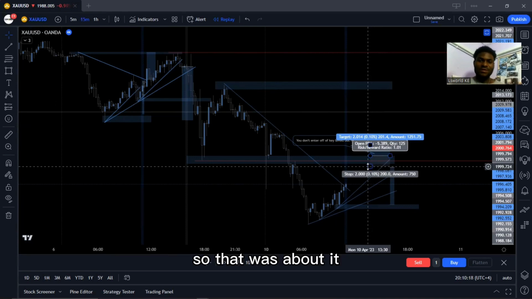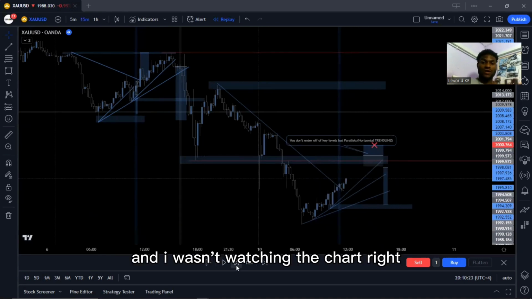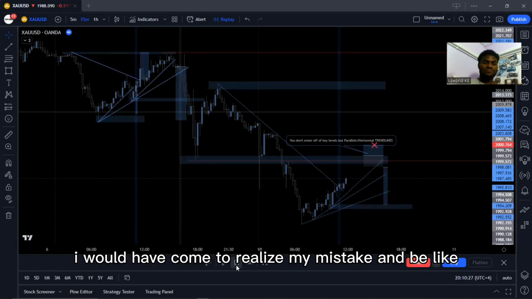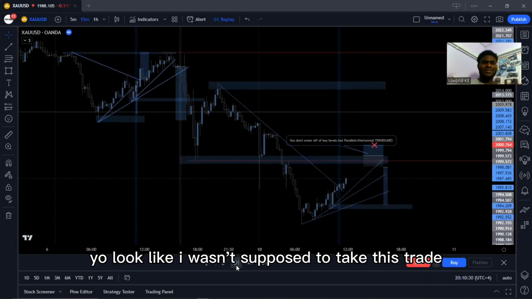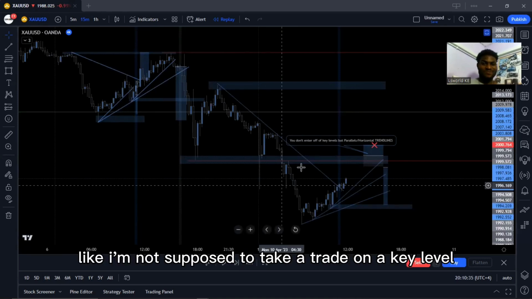So that's basically what happened. I took the trade, and I wasn't watching the chart. If I was watching the chart, I would have come to realize my mistake and be like, yo, look, I wasn't supposed to take this trade. This is not part of my confluence. I'm not supposed to take the trade on the key level.